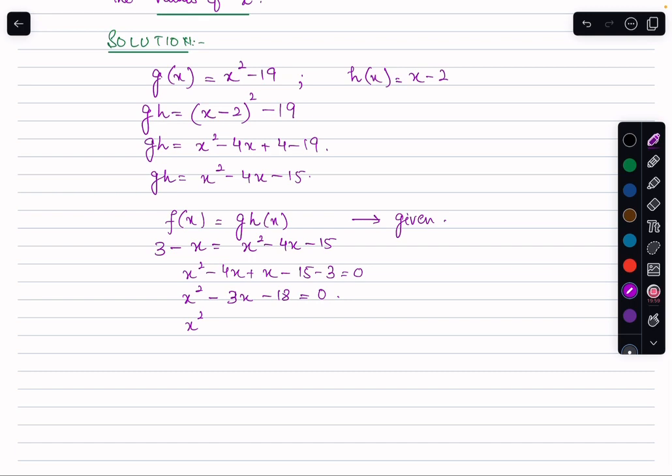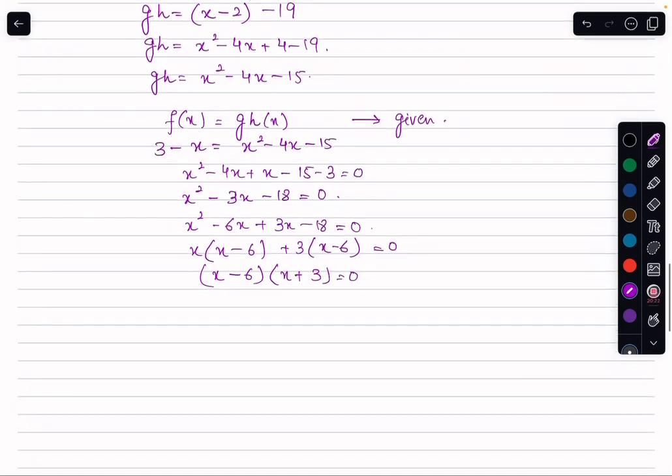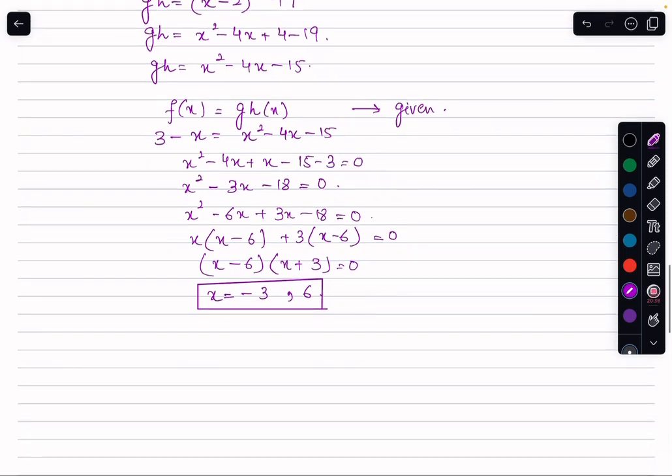And doing the factorization, I can go for x squared minus 6x plus 3x minus 18, which equals 0. Taking x common, I'm left with x minus 6, plus 3 common, again left with x minus 6, which equals 0. Or I can say that this is x minus 6 and x plus 3, which equals 0. And from here, I can see that I'm getting two values of x. One is negative 3 and the other is positive 6. So these are the values of x for which the function f shall be equal to the composite function g of h.